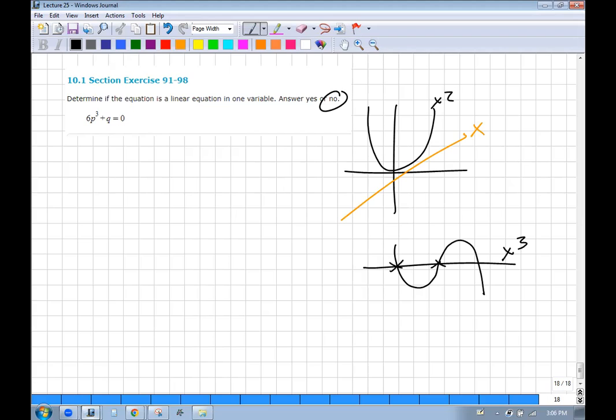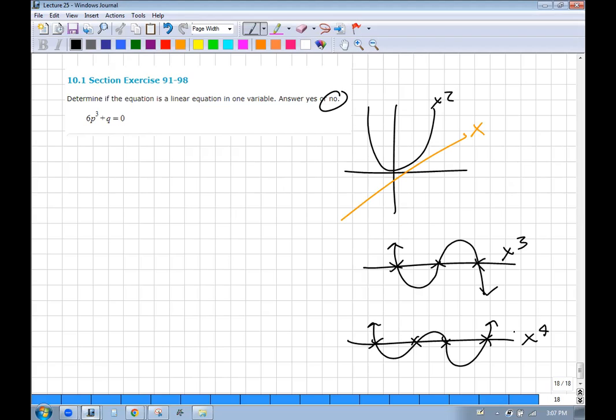1, 2, 3. This would be like an x to the 4th. 1, 2, 3, 4. Right? Will these go on forever? All right, so that's how polynomials work. The higher the power, the highest order, right?